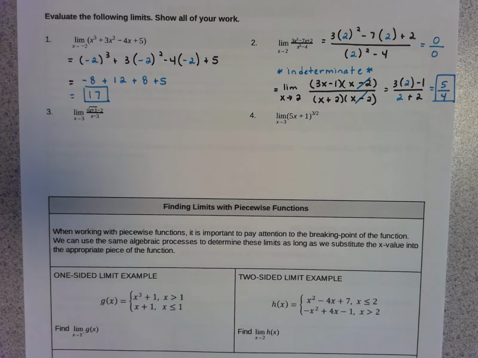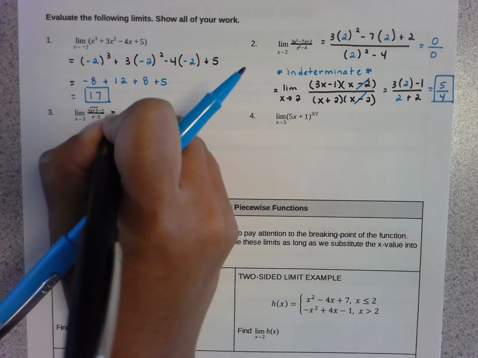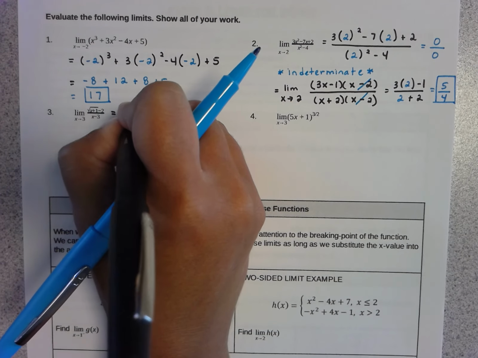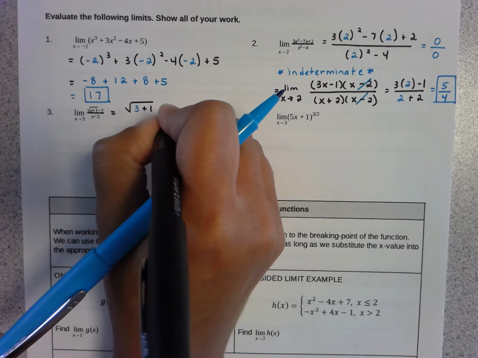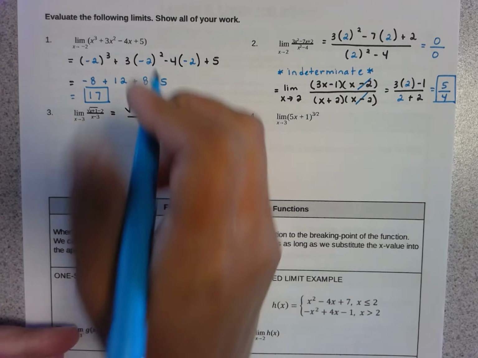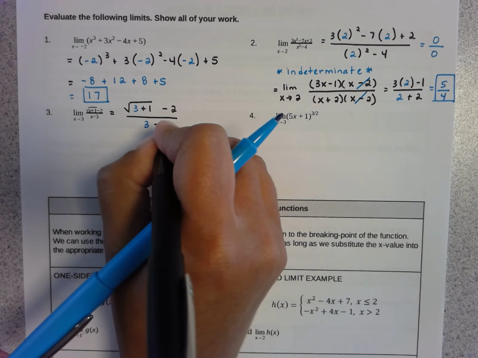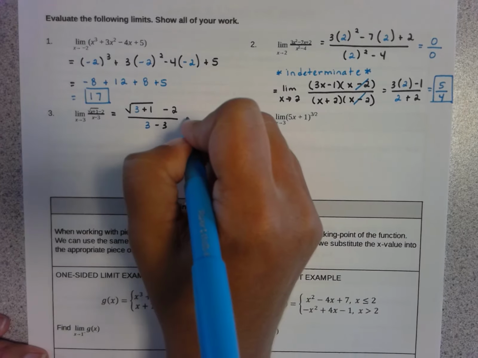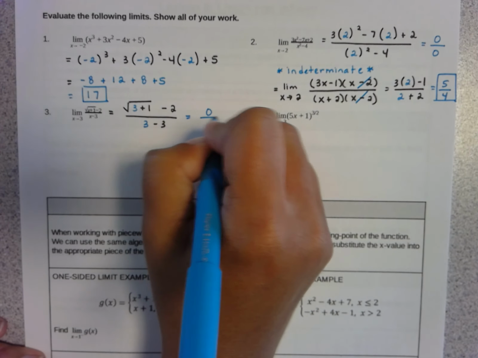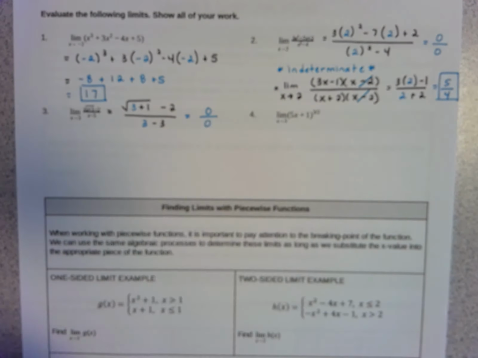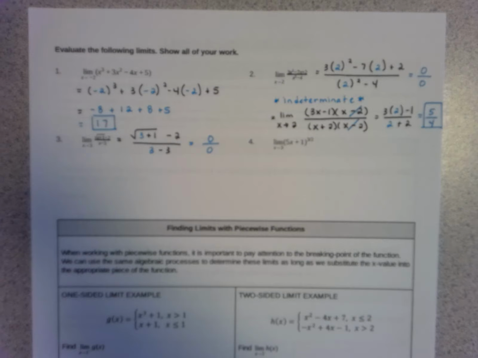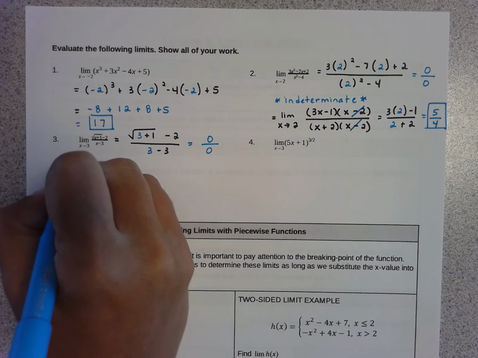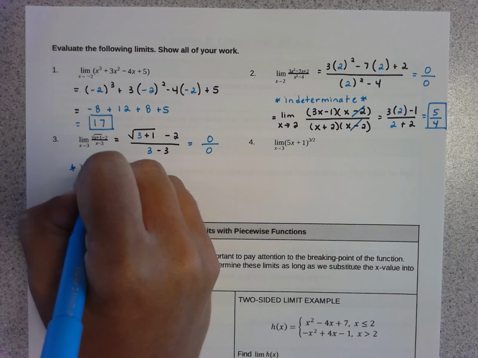Now, in the next problem, if we try substituting, because direct substitution should always be our first option, we're going to have the square root of 3 plus 1 minus 2 over 3 minus 3. Now, 3 plus 1 is 4, and the square root of 4 is 2. So in the numerator, 2 minus 2 gives us 0, and 3 minus 3 gives us 0 again on the bottom. Again, it's really important that as part of your work you note that 0 over 0 is an indeterminate limit. So I'm going to write the word indeterminate on my paper.